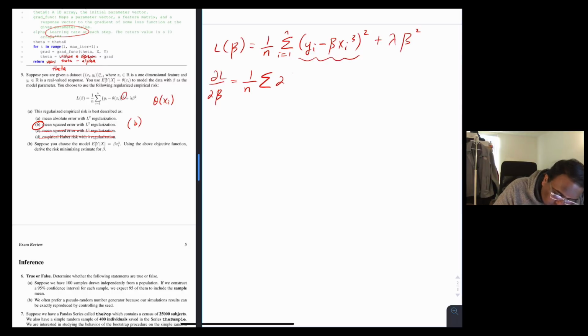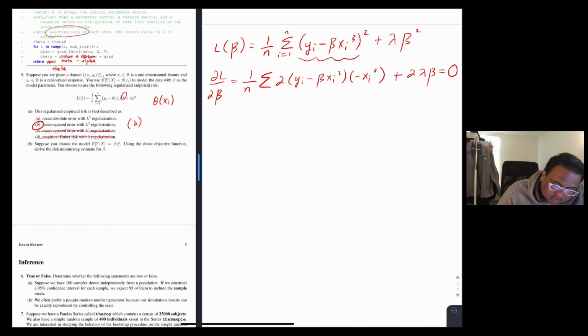Well, it's 2 times (yi minus beta xi cubed) times the derivative of negative beta xi cubed, which is just negative xi cubed, plus now the derivative of lambda beta squared with respect to beta. I believe that's 2 lambda beta. Okay, and what we want to do is set that equal to 0. So now let's do a little bit of simplifying and rearranging.